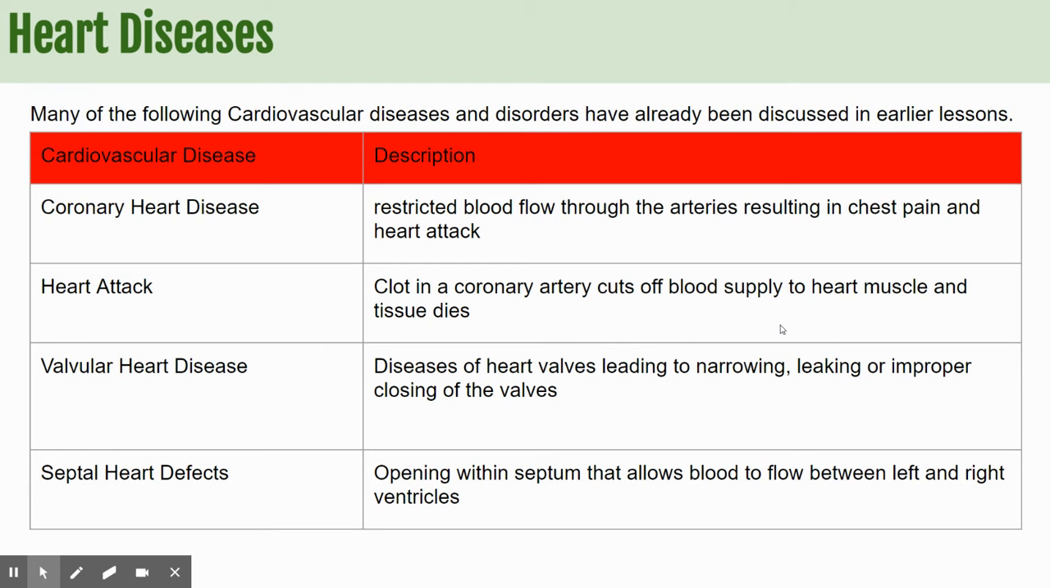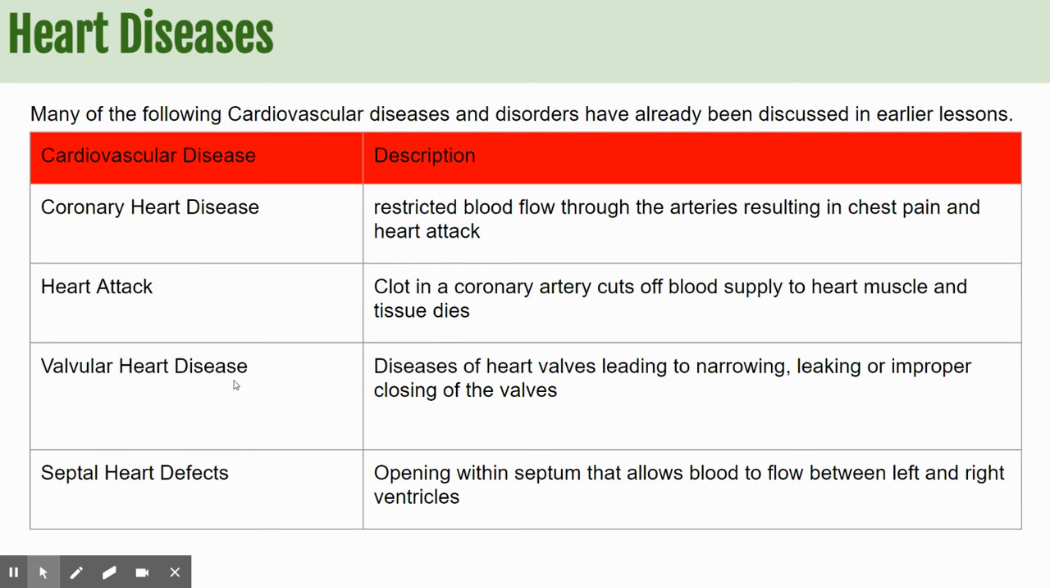So many of the following cardiovascular diseases and disorders have already been discussed in some of the earlier lessons, and there's a couple of new ones here too I'll just point out. So we talked about coronary heart disease. This is when the blood is being restricted through the arteries trying to get to the heart, and this can cause chest pain and a heart attack. And heart attack is when the coronary artery is actually completely cut off with blood supply to the heart muscle, so tissue starts to die.